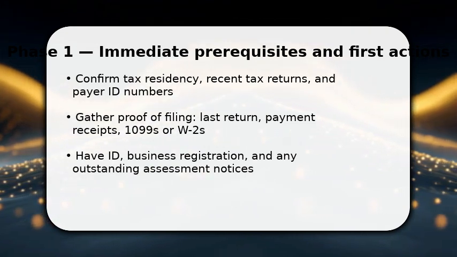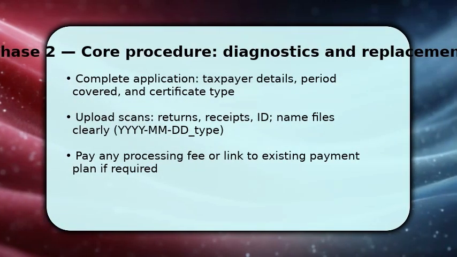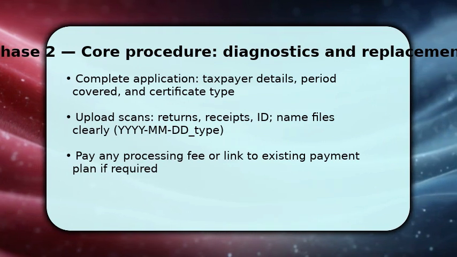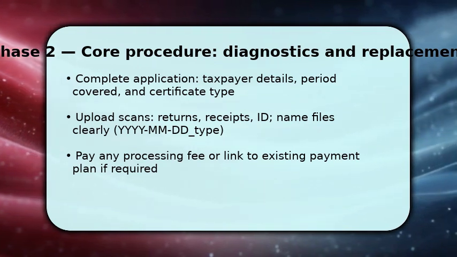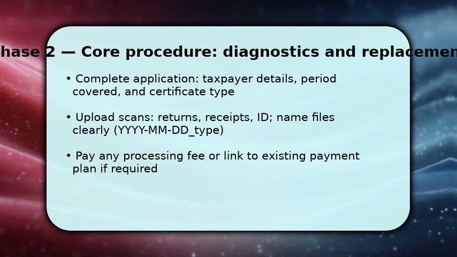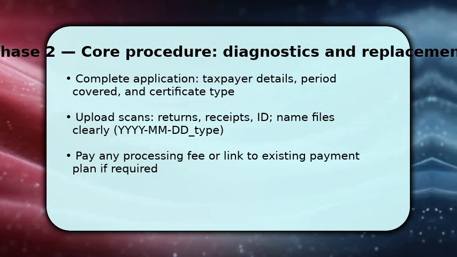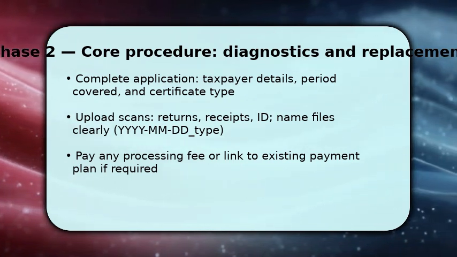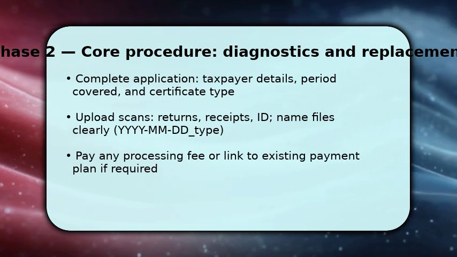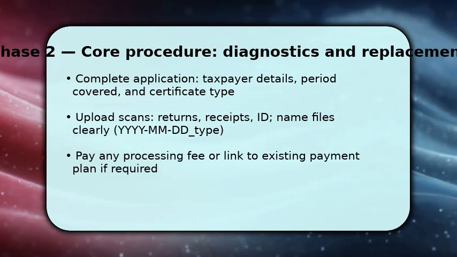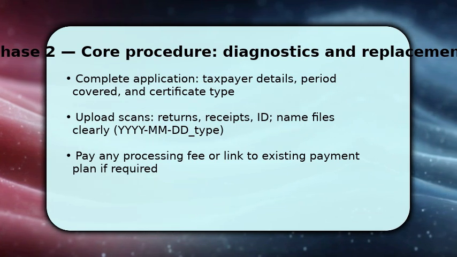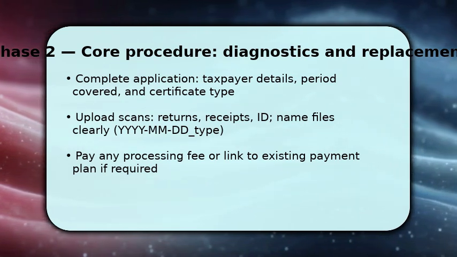Now you complete and submit the application. Carefully enter taxpayer names, tax ID, period requested, and the exact certificate type. Errors force rework. Upload clear scans of returns, receipts, and photo ID. Label files with dates for reviewers. Pay the processing fee or attach proof of an existing payment plan so processing won't stall.